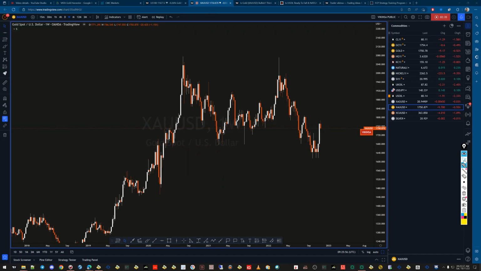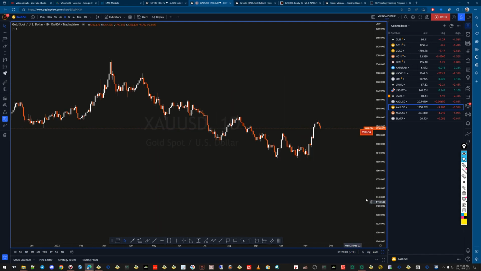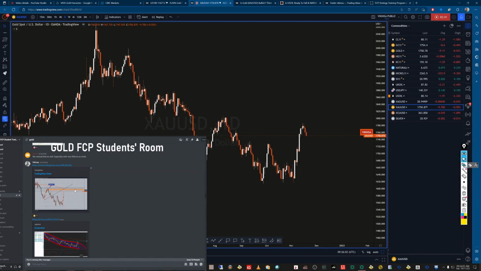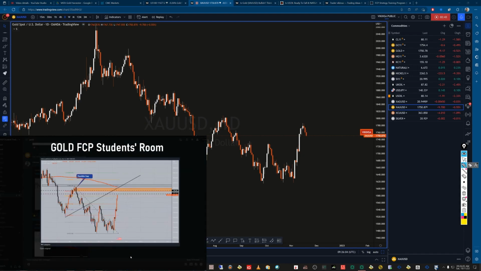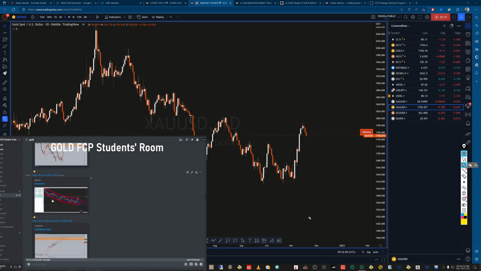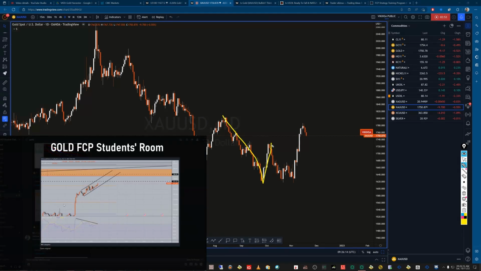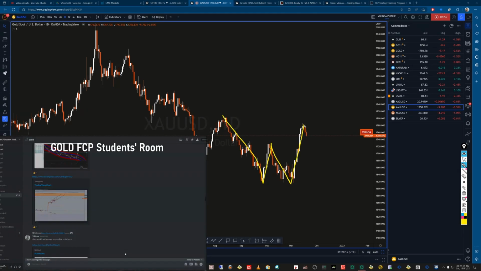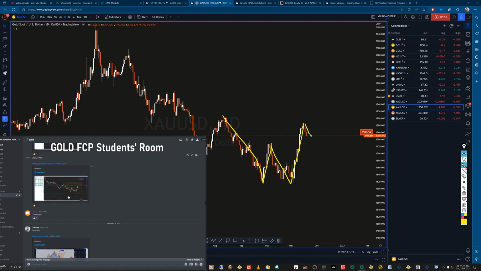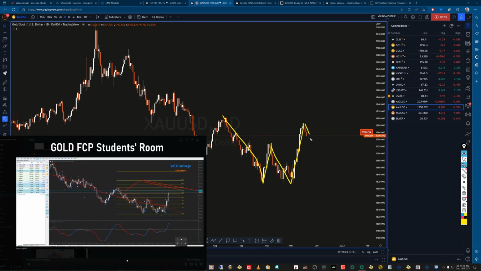Now if I look at the daily time frame, this is what we have. Remember, in our FCP methodology, we mainly focus on Fibonacci and W and M patterns, right? So what we have here is a W pattern, and because of this W pattern, the market has started to take a little bit of correction here.